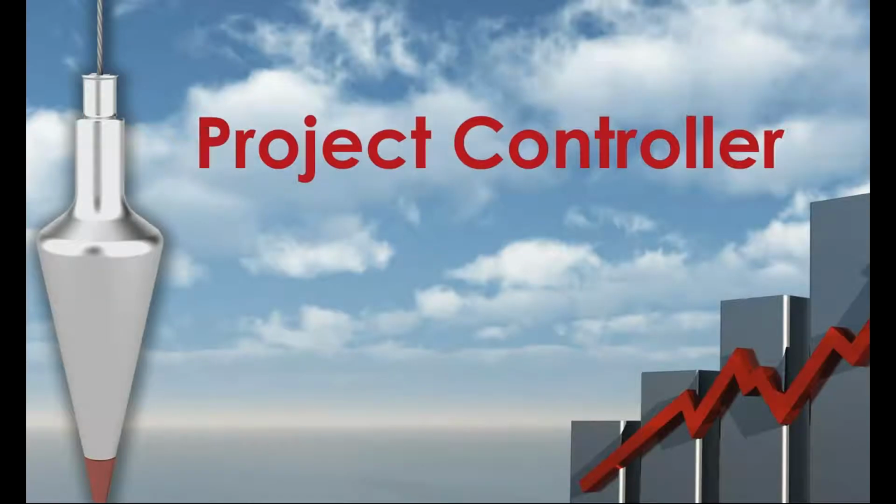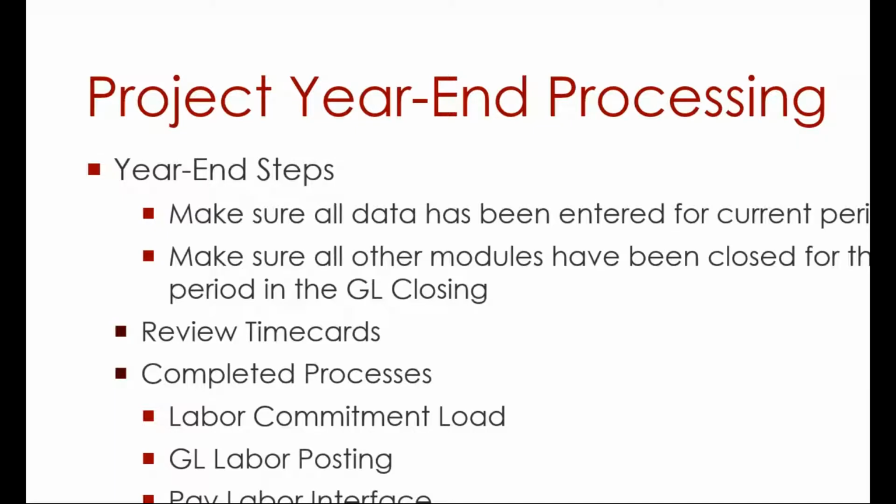Moving on to Project Controller. The steps for year-end processing in Project Controller include, first, making sure that all data has been entered for the current period and that all other modules have been closed for the current period in the GL closing screen. Now, it's too easy to make a mistake when you're working with your allocating, your billing, approving time, running GL labor posting. Take, for example, time cards that have not been approved that will post to the new period, regardless of what period they have in week maintenance.